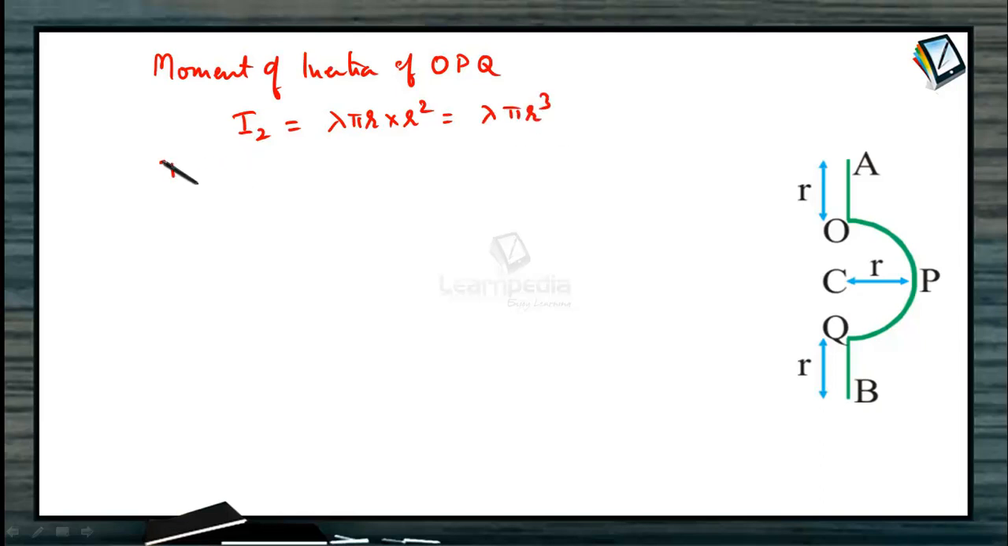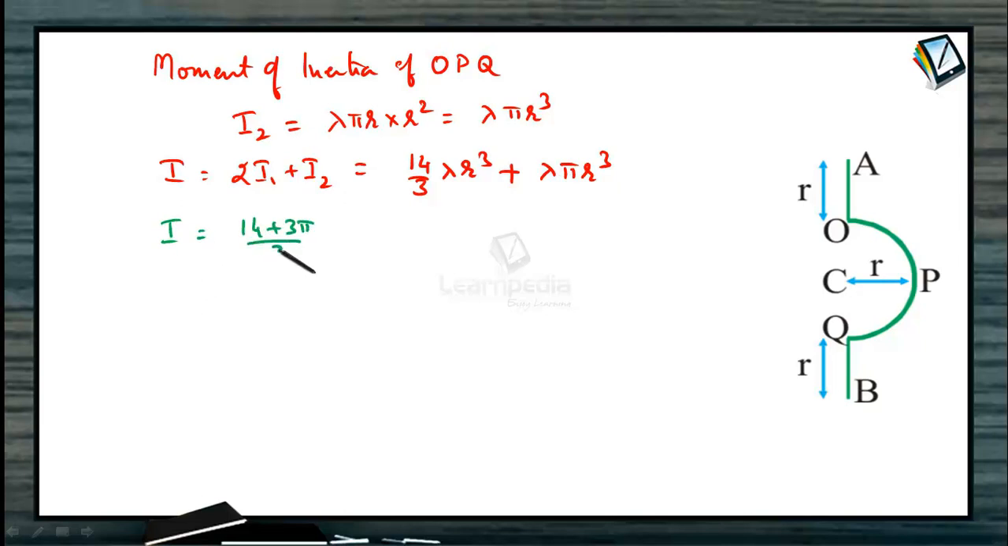Now we know I1 and I2. The total moment of inertia will be I1 plus I2 plus I1, so 2 I1 plus I2. Let us substitute. I1 is 7 by 3 lambda r cube, so this will be 14 by 3 lambda r cube, plus lambda into pi r cube. Taking lambda r cube common, I will be equal to 14 plus 3 pi divided by 3, into lambda r cube. Finished.